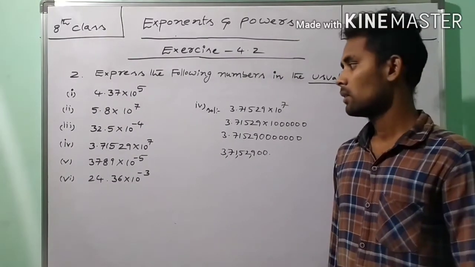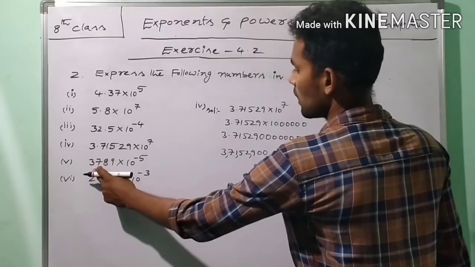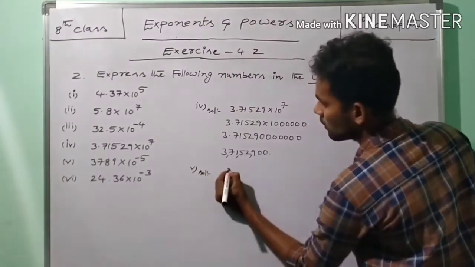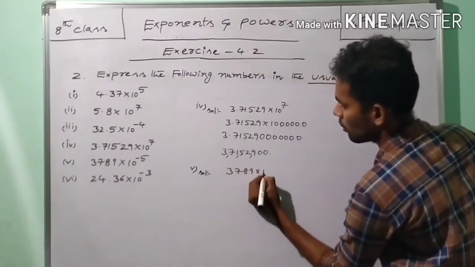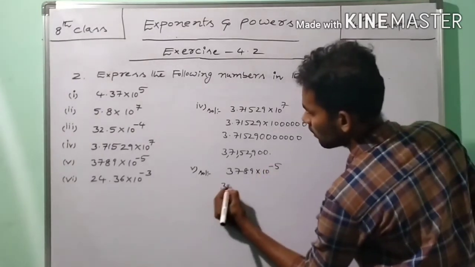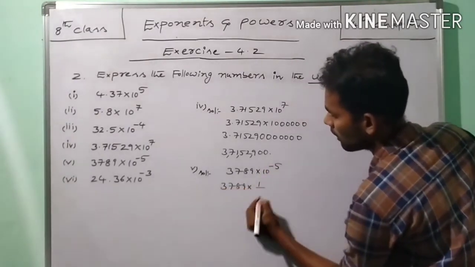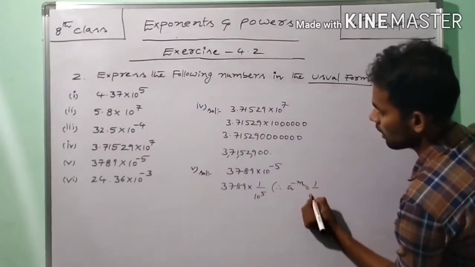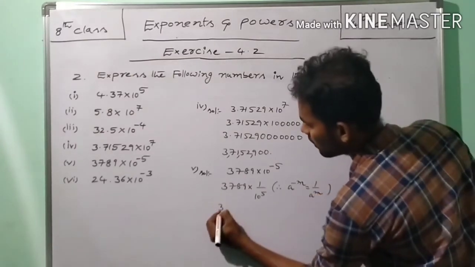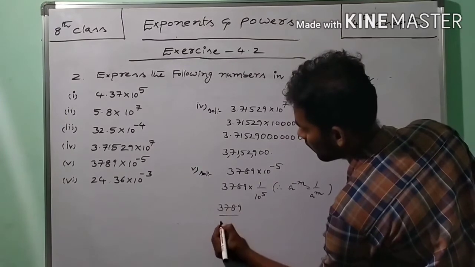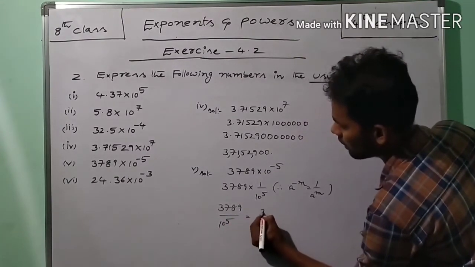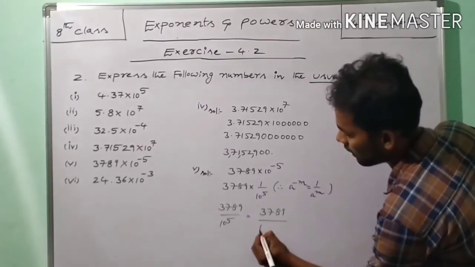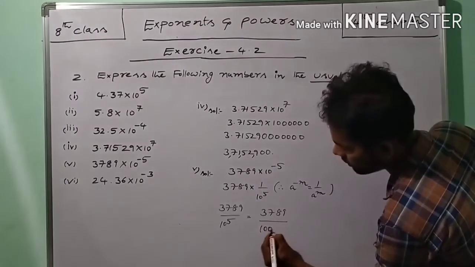Fifth question. 3,789 into 10 to the power of minus 5. Fifth question solution. 3,789 into 1 by 10 to the power of 5. Therefore, a power of minus m equals 1 by a power of m. 3,789 by 10 to the power of 5 can be written with how many zeros? 5 zeros.